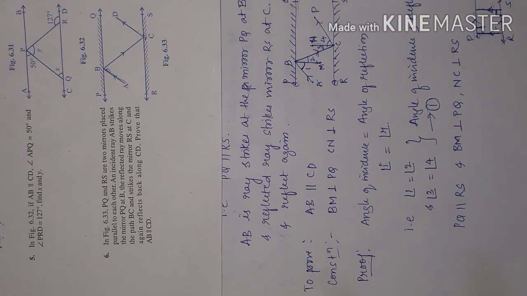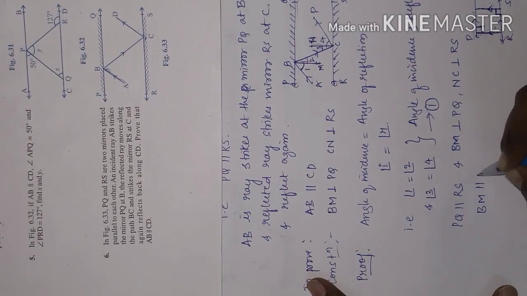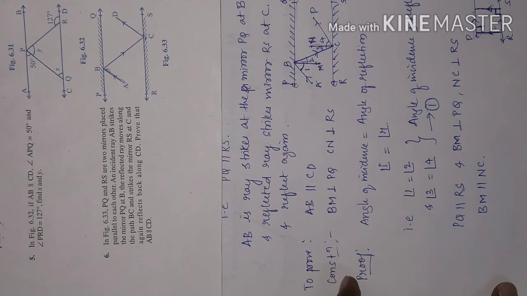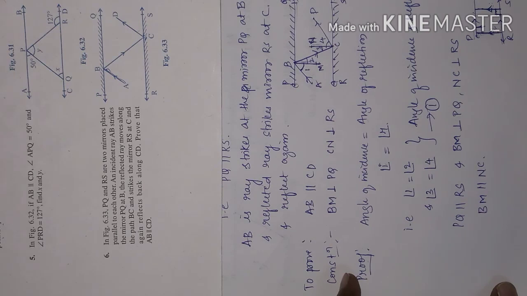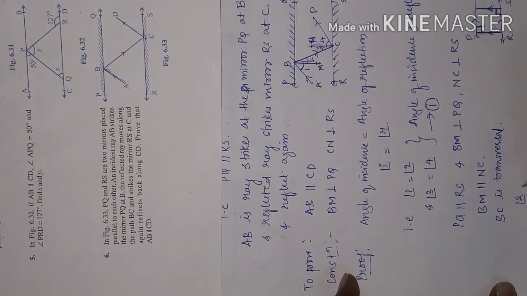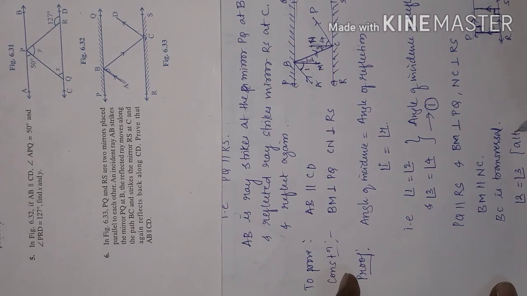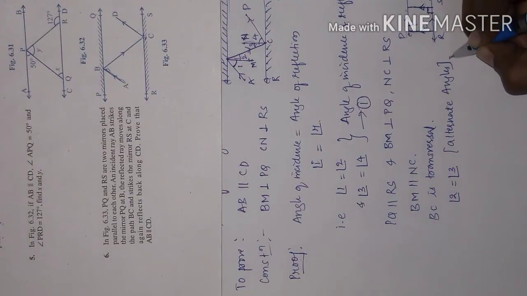So it means BM and NC are also parallel to each other. Clear with this? Now BM and NC are parallel, and BC is like a transversal line. It means that angle 2 is equal to angle 3 because of alternate angles. Now name it as equation 2.